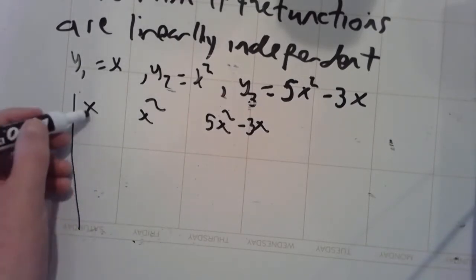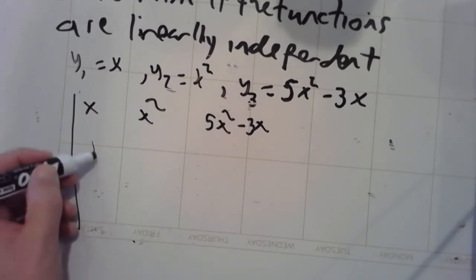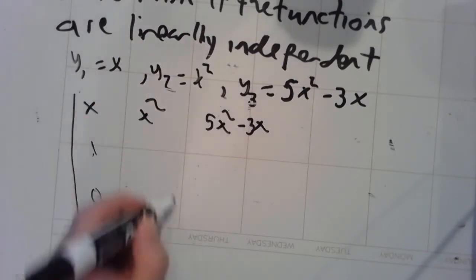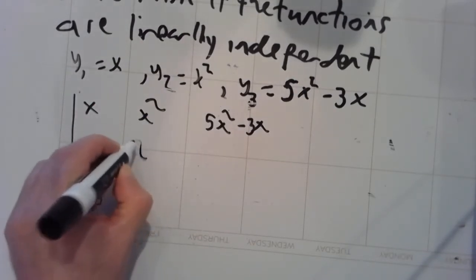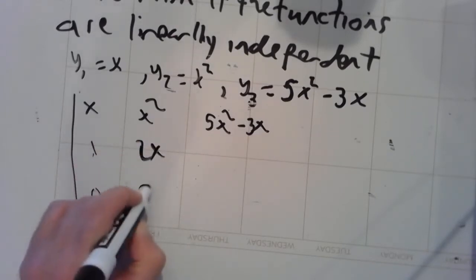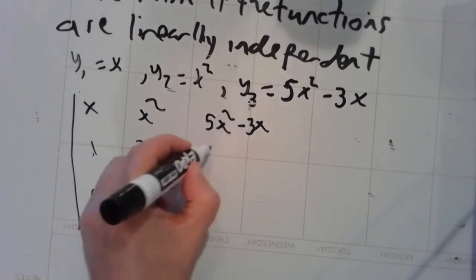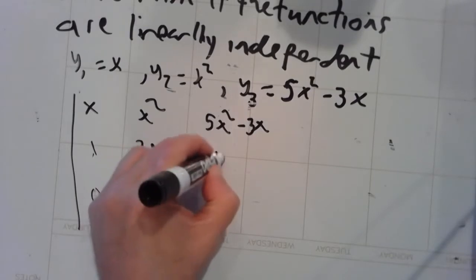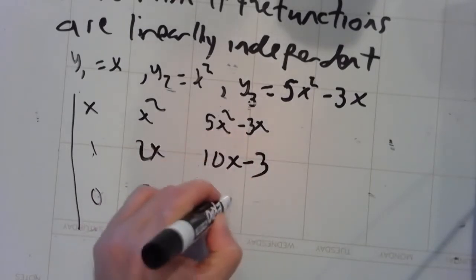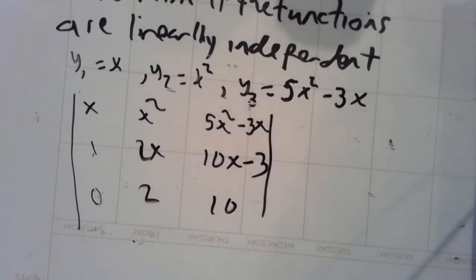7 rows. So the derivative of x is 1, the derivative of 1 is 0, the derivative of x squared is 2x, the derivative of that is 2, the derivative here would be 10x minus 3, and then 10. Okay, I want the determinant of this matrix.